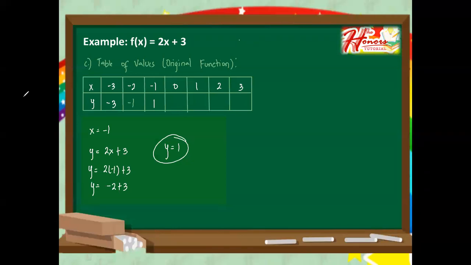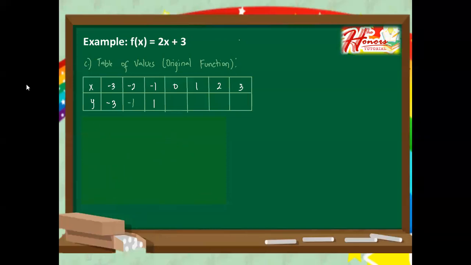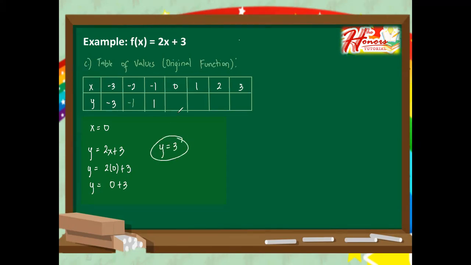Next, let's solve for the value of y when x is equal to 0. Same process. So we have here x equals 0. So original function, that is y equals 2x plus 3. Substitute the value of x. So we have here y equals 2 times 0 plus 3. So we have here y equals 2 times 0, that's 0 plus 3. So we have here y equals 3. So the value of y when x is 0 is 3.